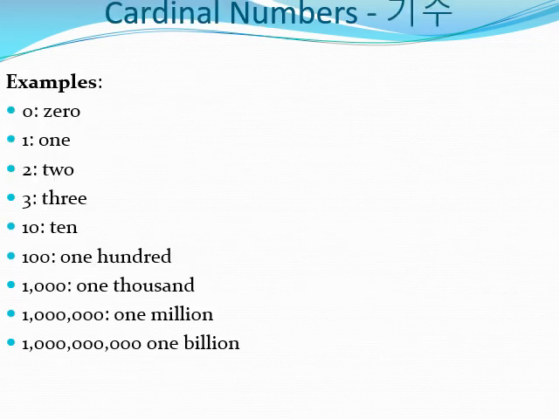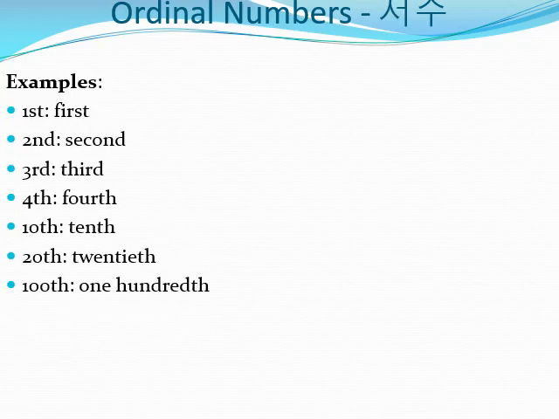Here are your cardinal numbers: 0, 1, 2, 3, 10, 100. These are normal numbers. There's 1,000. Now, we would say 10,000, whereas you guys would say man. So it gets a little bit confusing, but please do know the difference between 100 and 1,000, 1 million, and 1 billion.